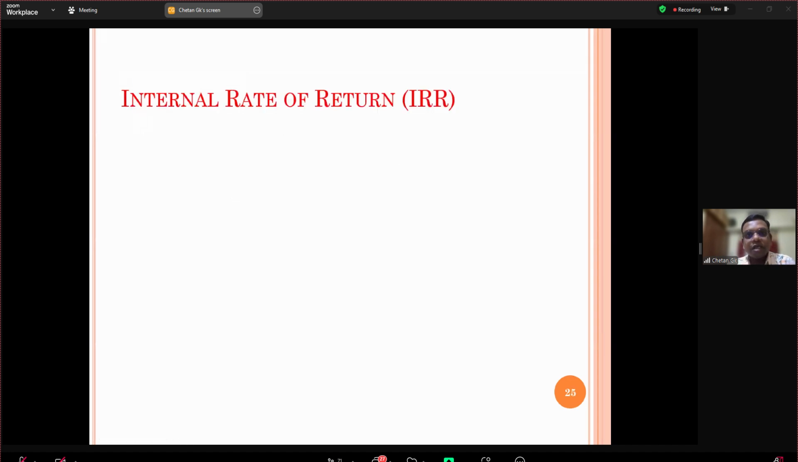So next comes the internal rate of return. Shall we go to the next one, or do you want to compute one more problem with respect to NPV, then we move on to the IRR? I think we can move to IRR. Yes, because NPV, however many problems we take, it is all the same. You only have to understand the concept once. All the other things will be the same.